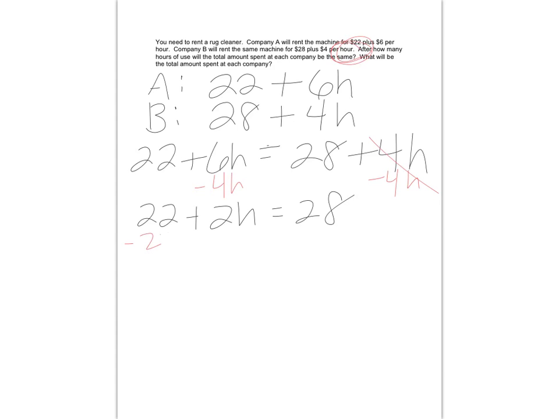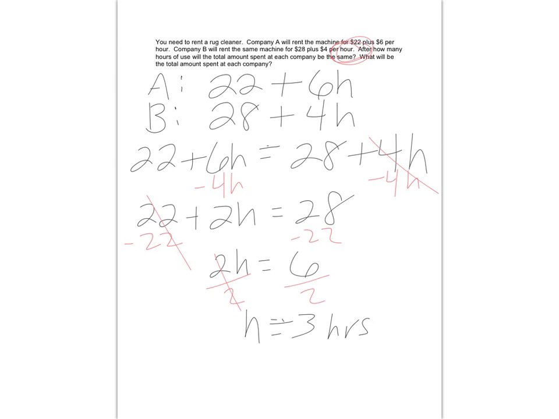Subtract 22. 2h equals 6. Divide by 2. H is 3. So after 3 hours, if I use a machine for 3 hours, it doesn't matter which one I use, A or B, the cost is going to be the same. So that answers the first question they ask.